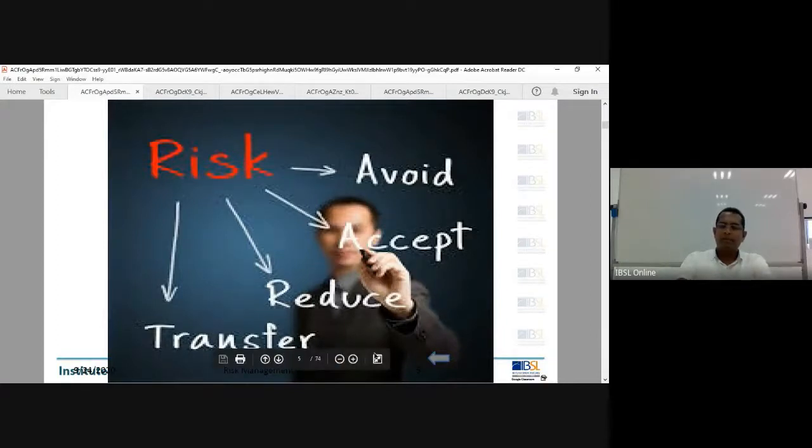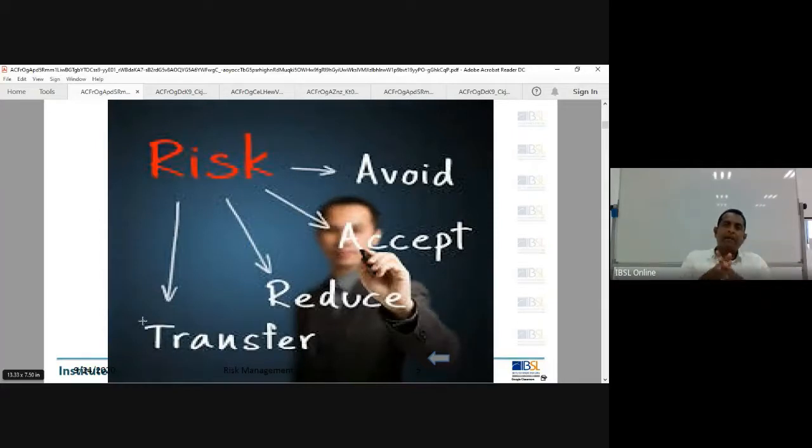Then, yes, we have a risk. So we try to reduce the risk, like giving different structures, taking mortgages, giving structures, covenants, and those things to try to reduce the risk. Then you have the fourth one, which is the transfer. Yes, we have a risk, but we want to transfer it to someone else who is willing to take that risk. Like a life insurer.